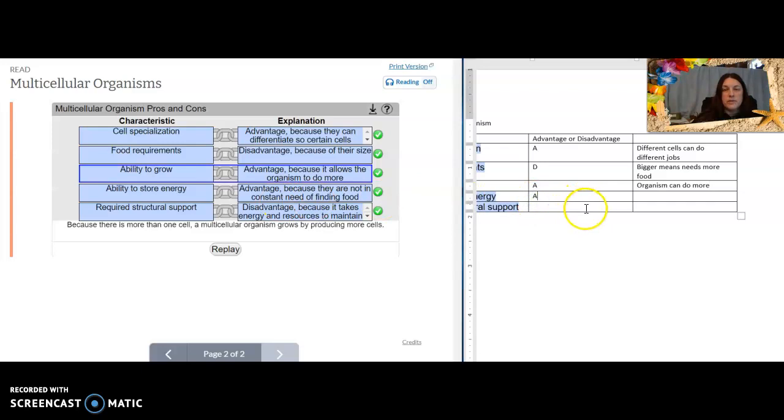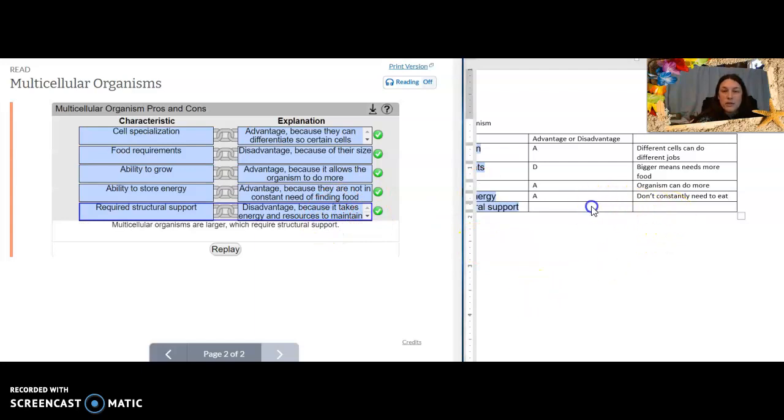Ability to store energy was another advantage because they are not in constant need of finding food. So they don't constantly need to eat, which is good. You can store some food and you're not eating all day, every day.